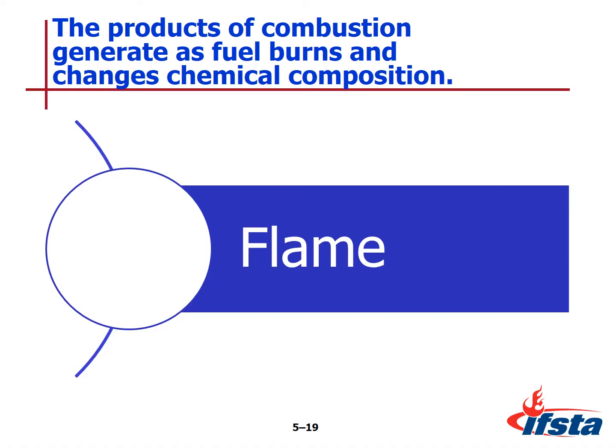So products of combustion generate, if fuel burns, chemical changes, so flame. Flame's visible. It's luminous, it's a body of burning gas. Flame gives off two things. What does it usually give off? Heat and light. Okay? Flame will give you heat. We know that. It gives you light. Okay?